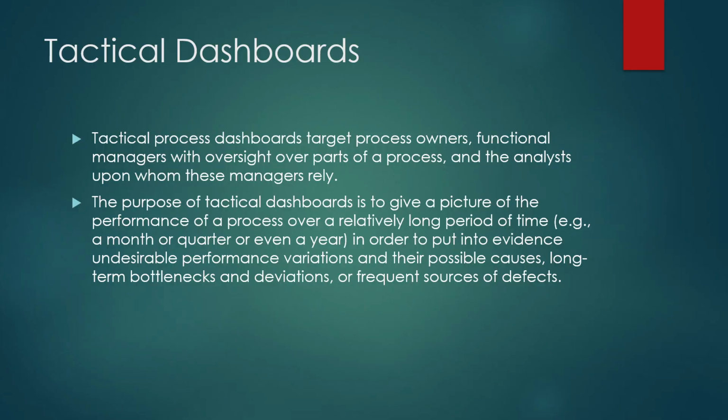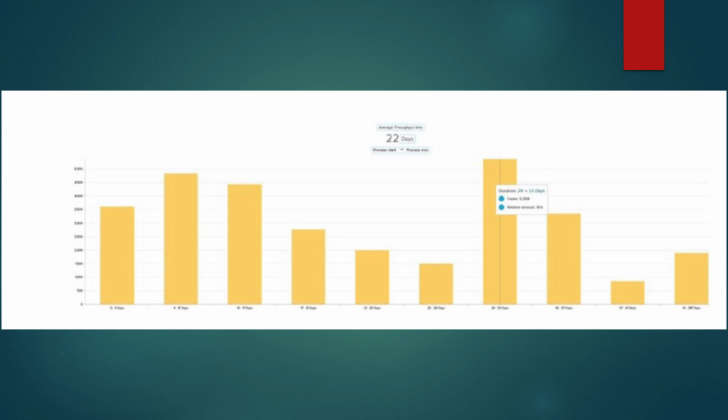Now we move forward to tactical dashboards. Tactical dashboards are more for process owners, functional managers, and analysts. We can take the example of a quarterly sales performance dashboard showing sales trends, regional performance, and product line performance. This helps identify long-term trends and issues. We can see in the example that this bar chart is showing January's data, February's and March's.